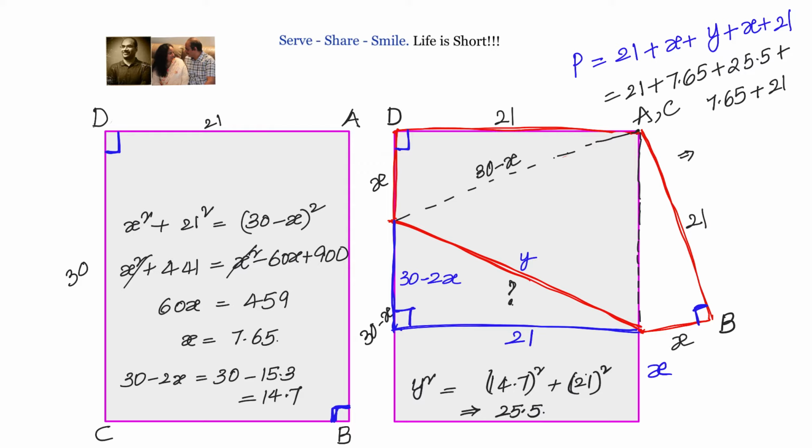Let's simplify this. We have two 21s, that is 42, plus two 7.65s, that is 15.3, plus we have 25.5. So that will be 57.3 plus 25.5, that is 82.8 centimeter.